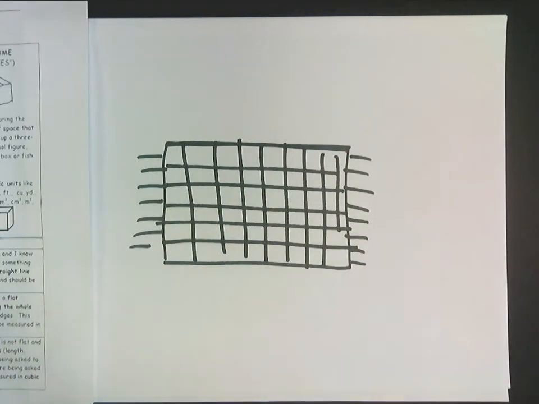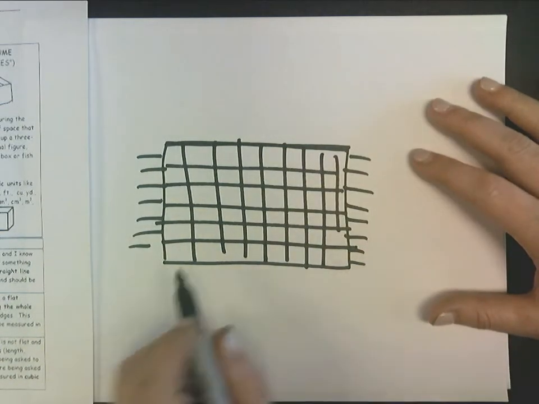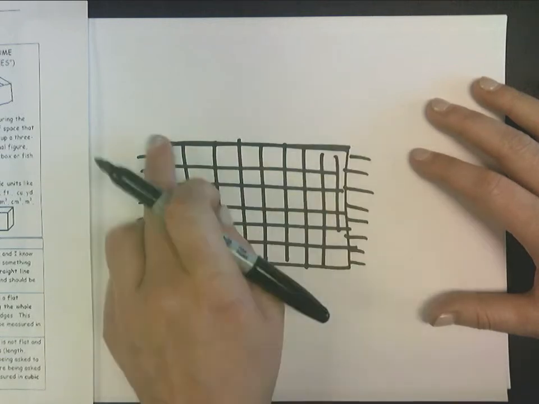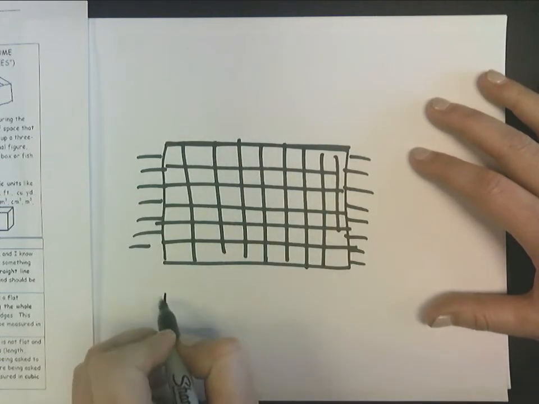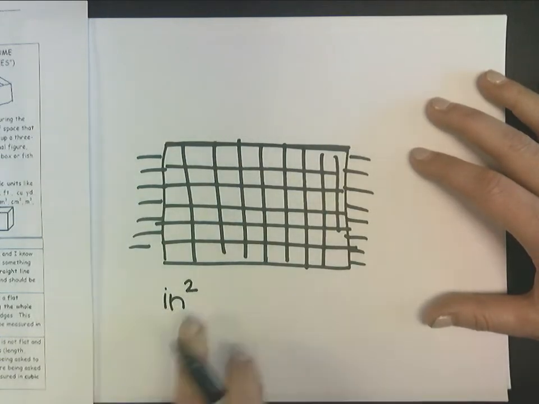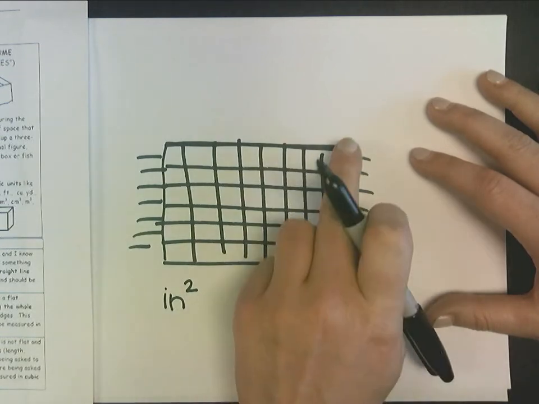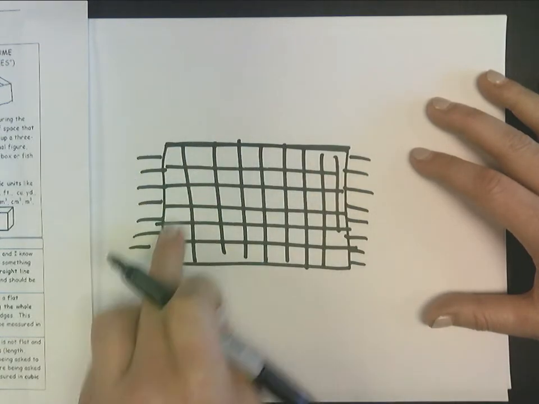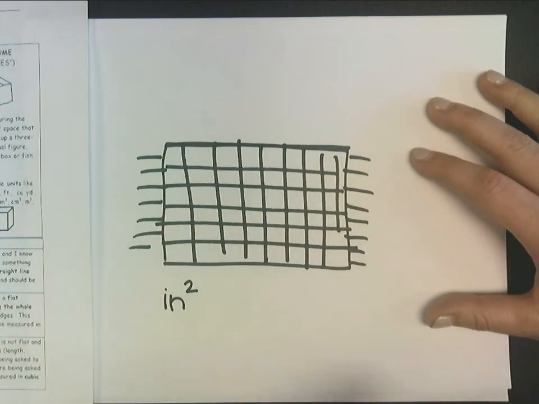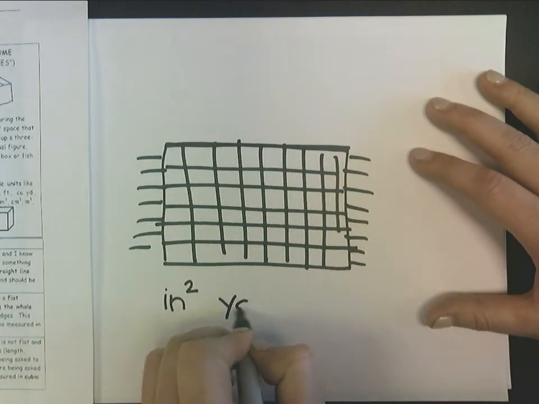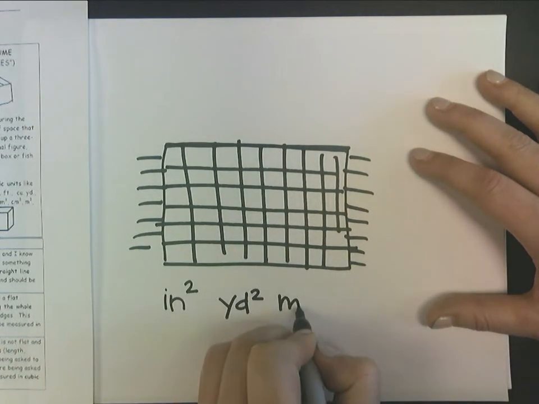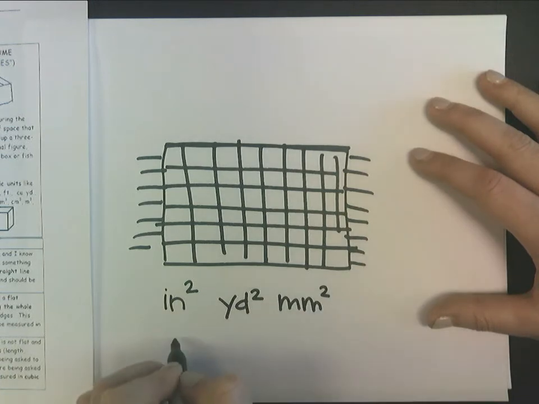Area is measured in square units because you're going to measure one direction and another direction. So if you were using inches, it would be inches squared. Notice how that's a 2 because you're measuring this way, and together it's making squares. You might want to measure in square yards, square millimeters, square miles.